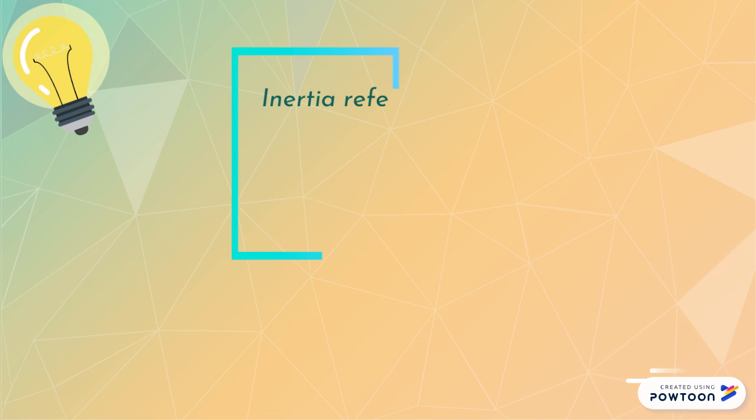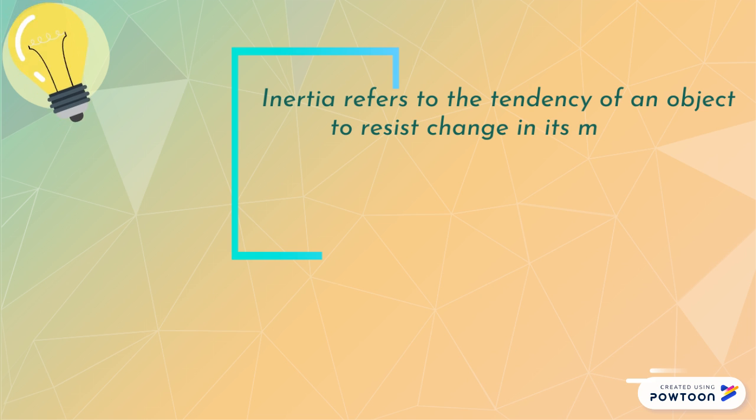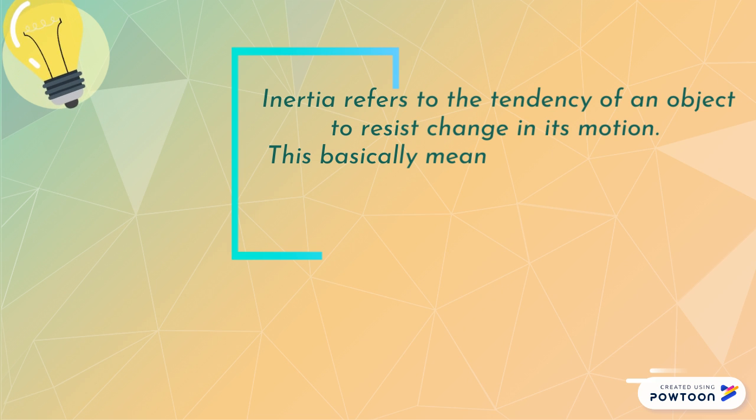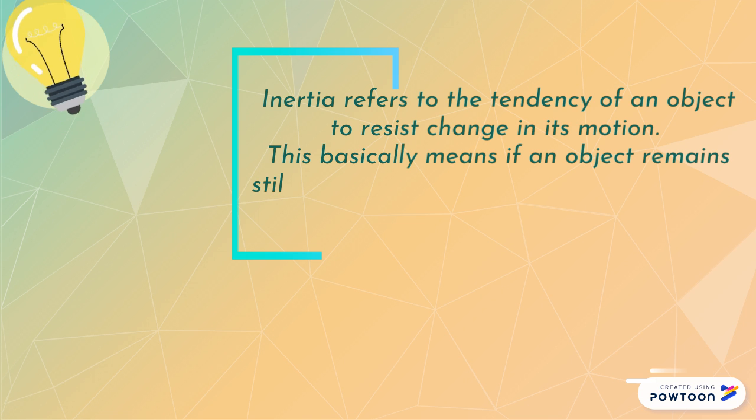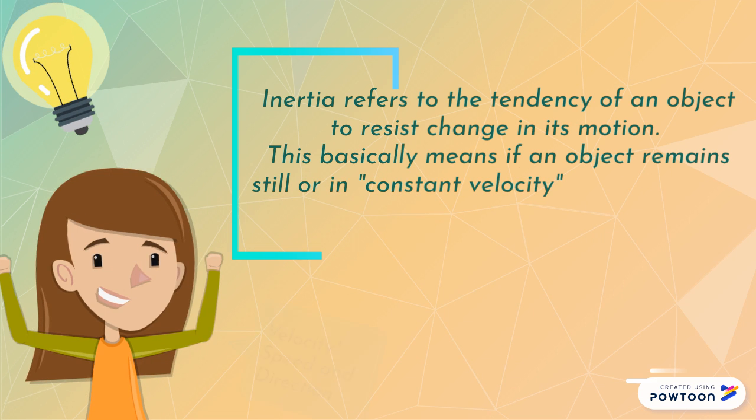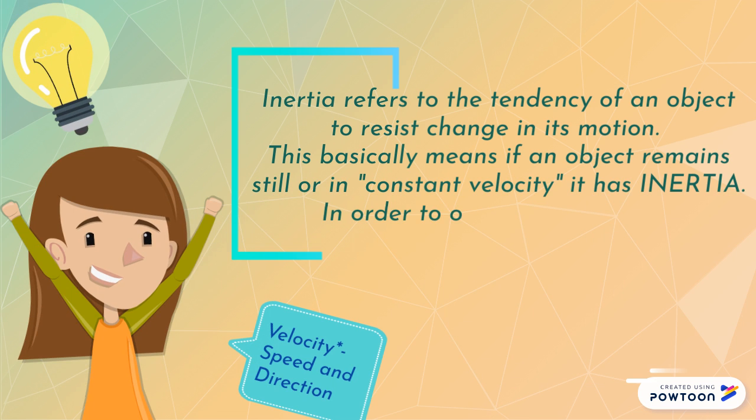Newton's first law is also known as the law of inertia. Inertia refers to the tendency of an object to resist change in its motion. This basically means if an object remains still or at constant velocity, it has inertia. In order to overcome inertia, an unbalanced force must be applied.